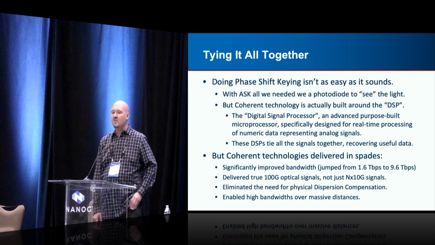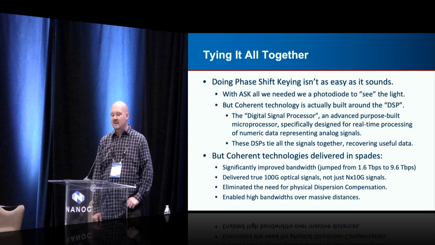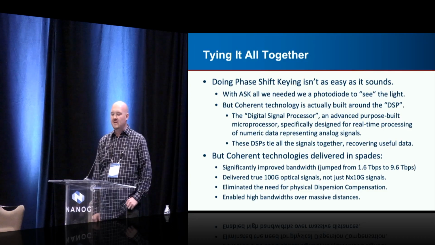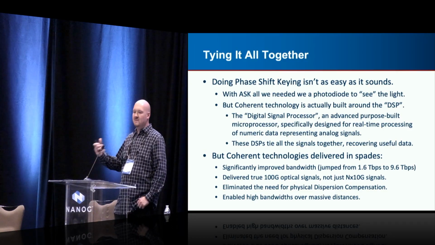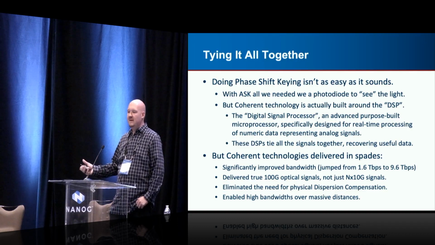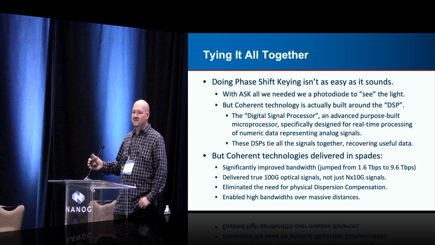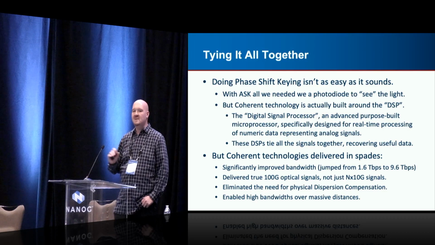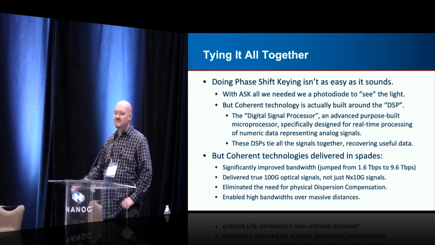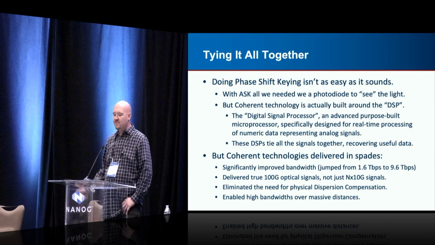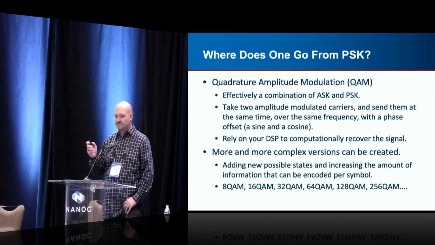Coherent also greatly eliminates the need for dispersion compensation. The DSPs actually like dispersion. It helps them calculate the signal better. It's better to have dispersion than to have no dispersion, and they can eat tremendous amounts of it. So you're no longer having to do all this dispersion compensation every hop, and it greatly enhanced our bandwidth.